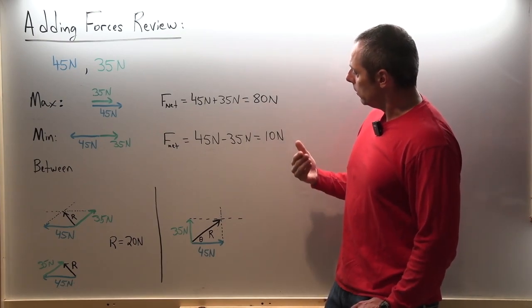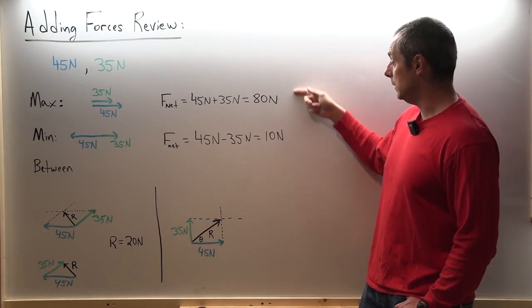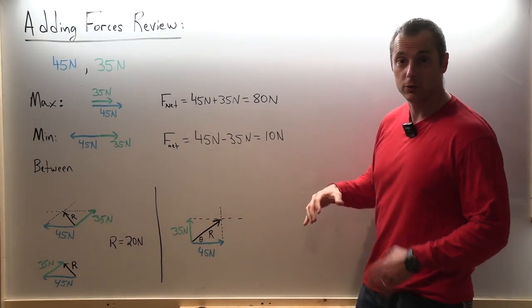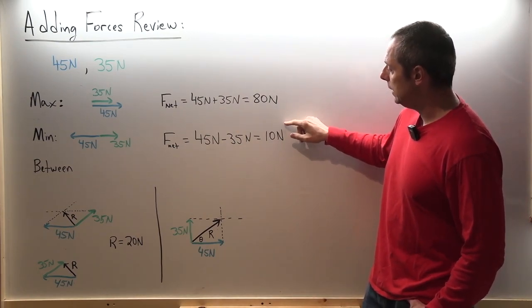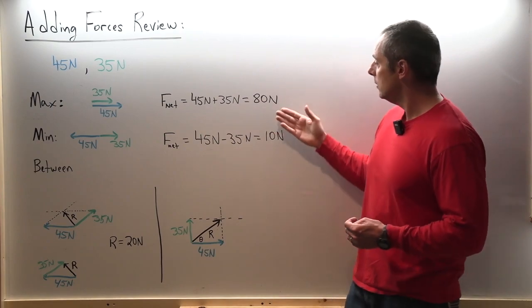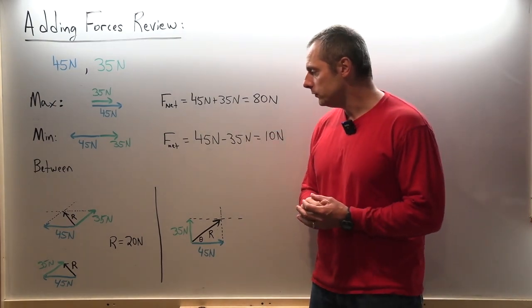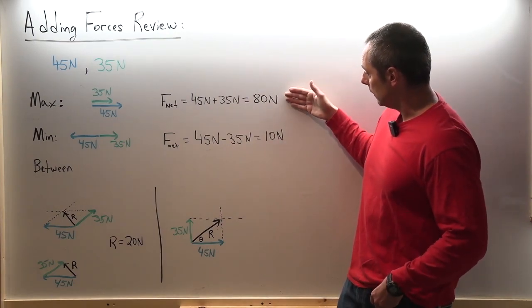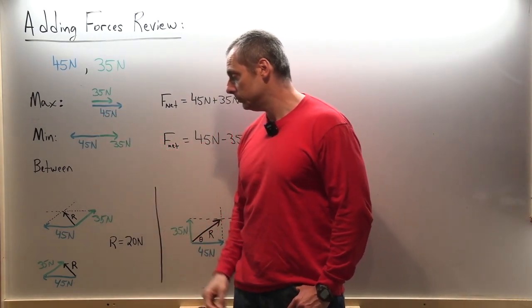Now, the net force of these two forces can be any number between these two values. It can never be 9 or 81 or anything outside that range, but anywhere between, 20, 20.5, 79.9, anything between those values. The way you get those other values is by changing between these two extremes.